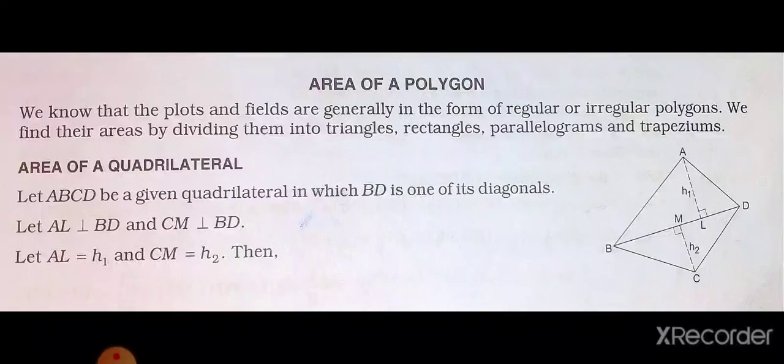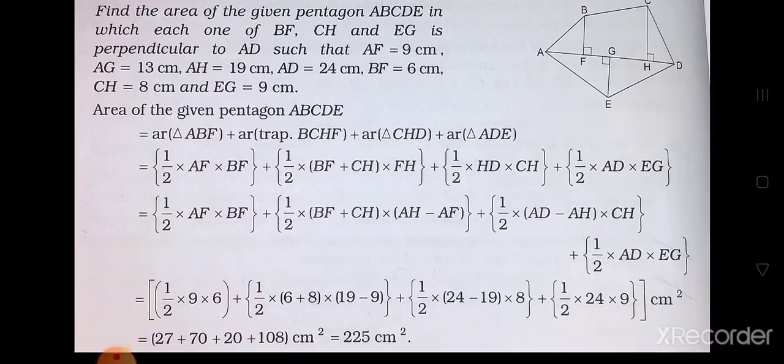Earlier we have already started the chapter area of trapezium and a polygon. Now in the second part of the video we will study area of a polygon. Now we know that the plots and fields are generally in the form of regular or irregular polygons. We find their areas by dividing them into triangles, rectangles, parallelograms, trapezium, square, etc. So here in this chapter we will apply the same method, same concept in order to find the area of any quadrilateral. So let's take one question.